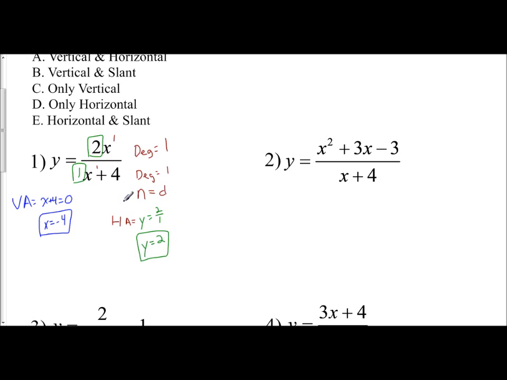So which does it have? Does it have a vertical and horizontal, vertical and slant, only vertical, only horizontal, or horizontal and slant? And the answer, it has a vertical and horizontal. So A.